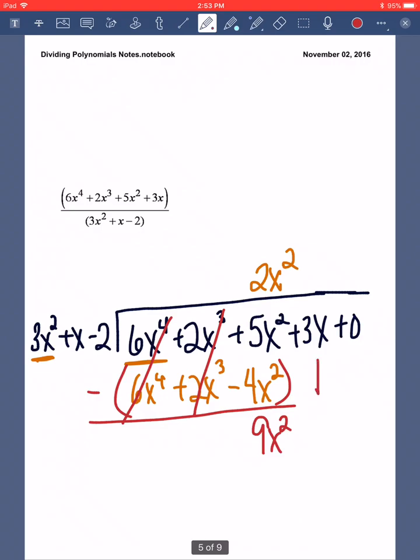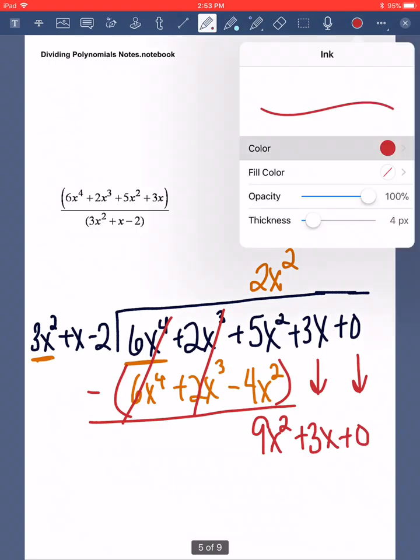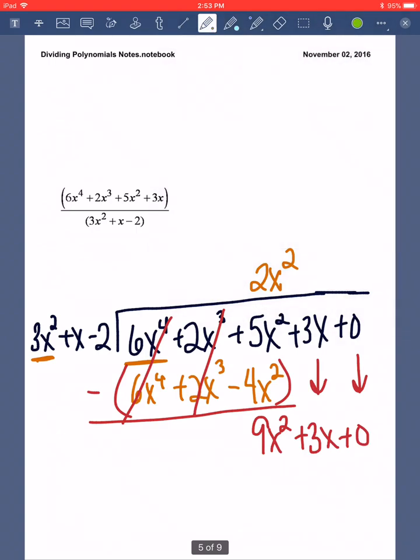And my next step is to bring down my next term, but I'm going to have to bring both terms down because I'm dividing by 3 terms, which means I need to divide into 3 terms. And now I repeat the process. So 3x squared times what gives me 9x squared? Well, that's a positive 3. So then multiply out. So 3 times 3x squared is 9x squared. 3 times x is 3x. And 3 times negative 2 is negative 6.